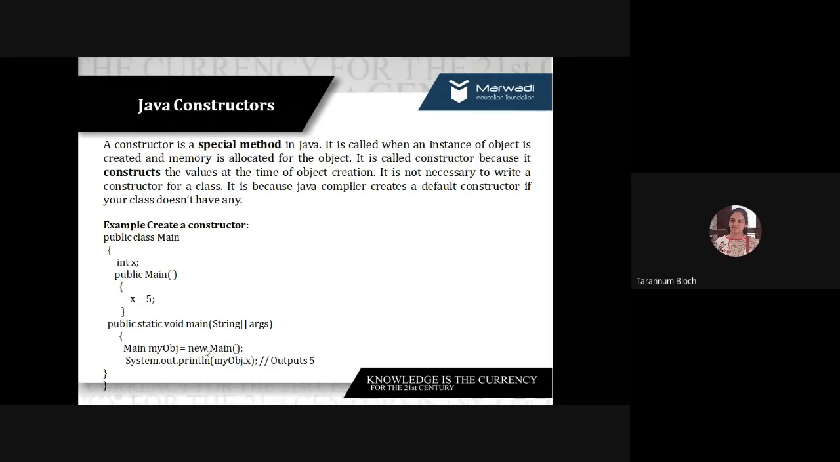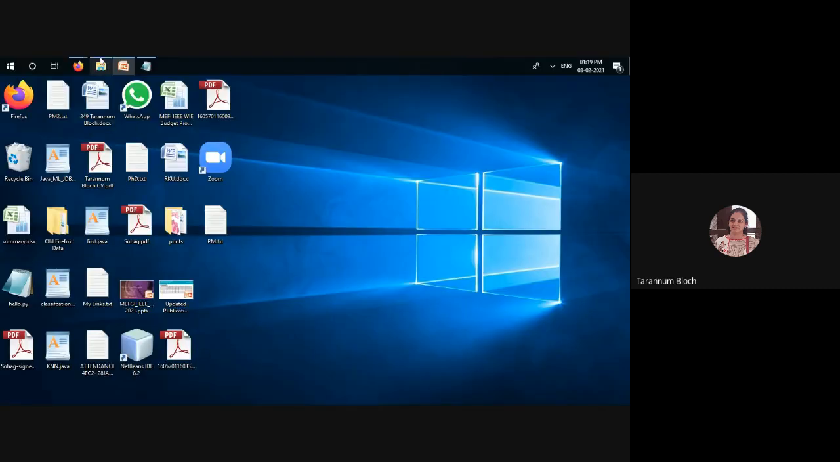So here again you can see, I have created an object of main using my object equal to new main, right? So now when I access my object dot x, as I said, it's a special method and it will be invoked whenever we are creating an object. So what is happening over here?